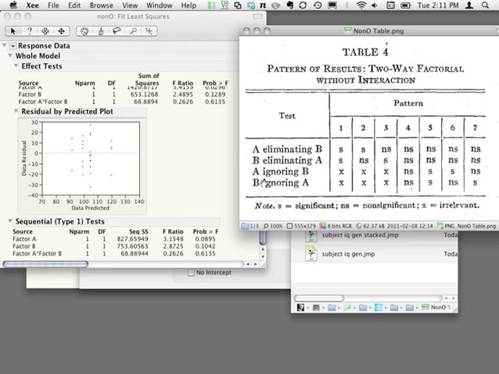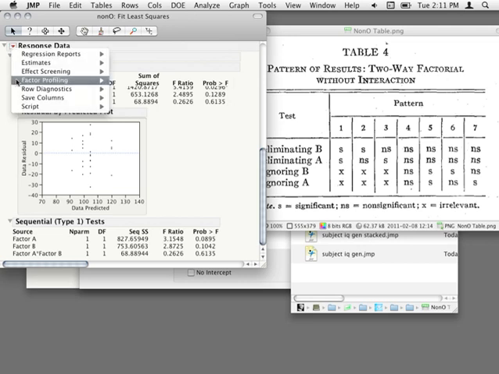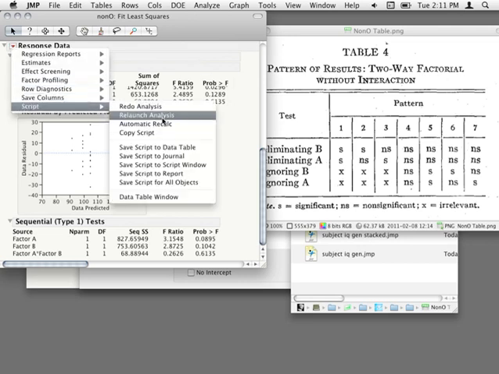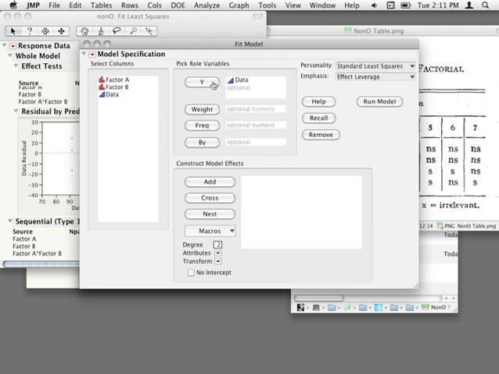To get B ignoring A, remember what we did in regression is we just refit the model. And a quick way to do this is just go to script, relaunch analysis, or you could just go to fit model. We're going to do data again as what we're predicting, but now we're going to put B in before A. And when we do it this way, we actually have to construct the factorial ourselves because there's no macro to switch the orders. So you just select both and hit cross.